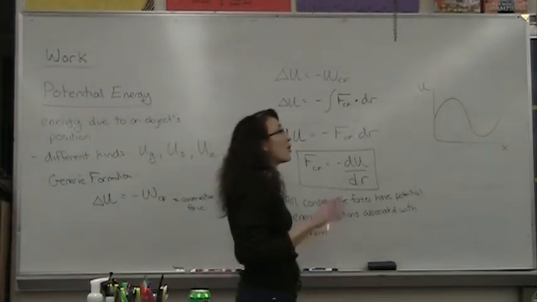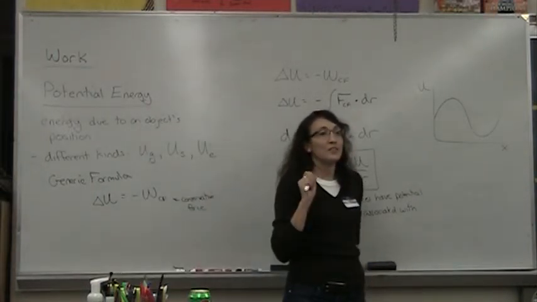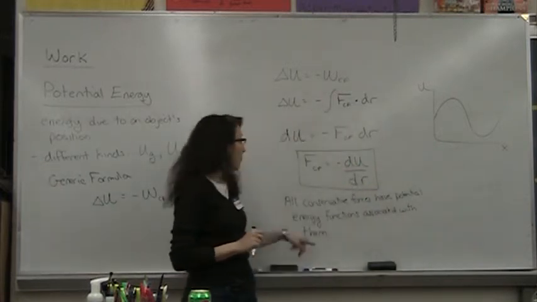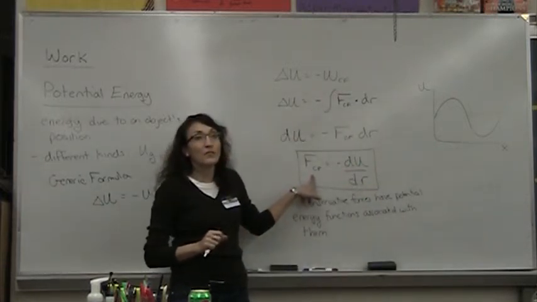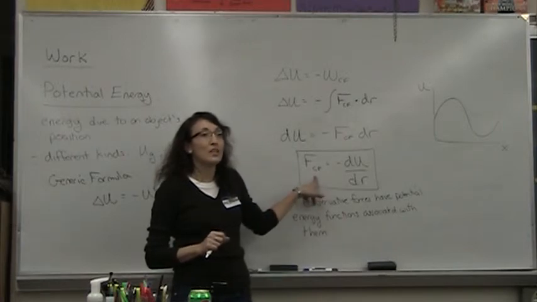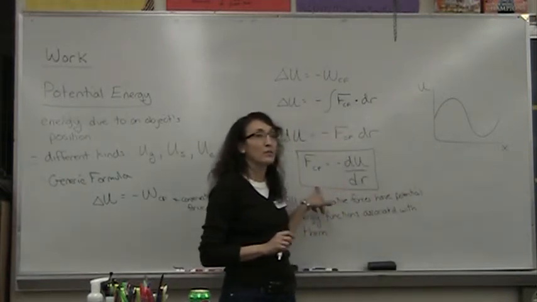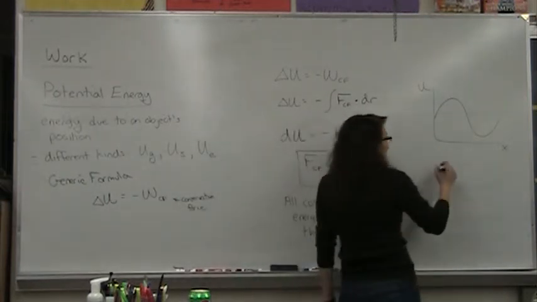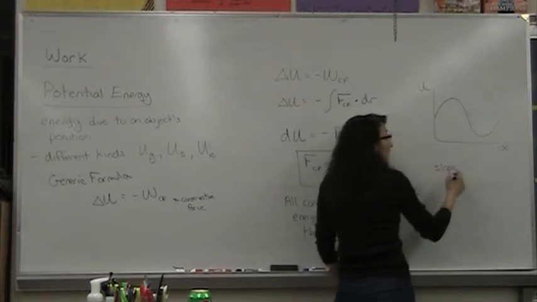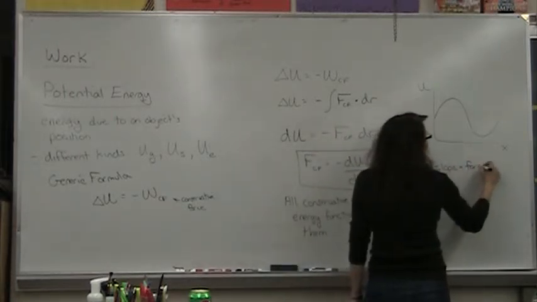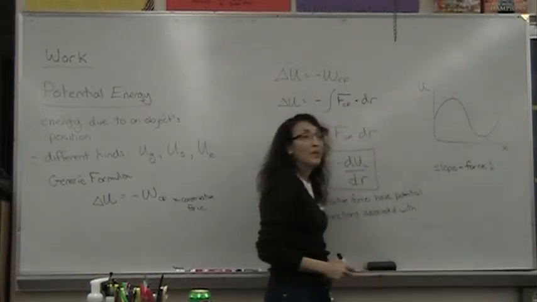Alright, so key things you want to know about these graphs. The derivative of this graph is equal to what? Or the negative of the derivative of this graph is equal to the force. Okay? Which means what of this graph is equal to force? The derivative is really just a fancy way of saying the slope. So the slope is equal to the force.